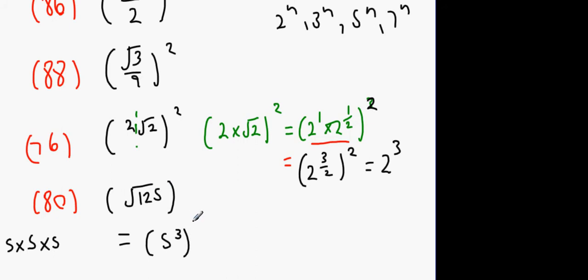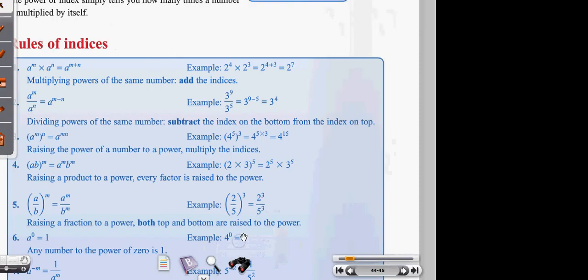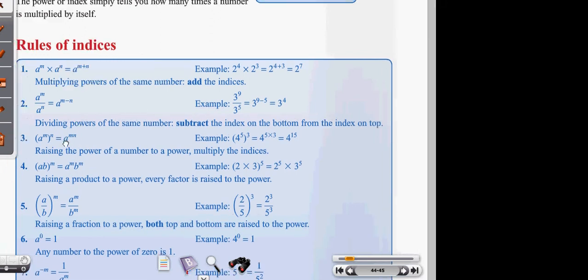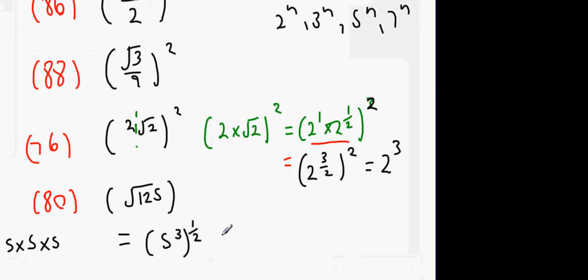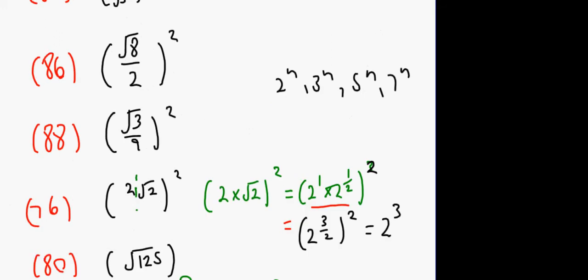You once again go to your rules, you search out the rule you're looking for, and what we're actually looking for is rule number 3 again. A power with another power outside. So what we do here is we multiply the two powers by each other, and what we're going to get is 5 to the power of 3 over 2. Now we're on question 84.